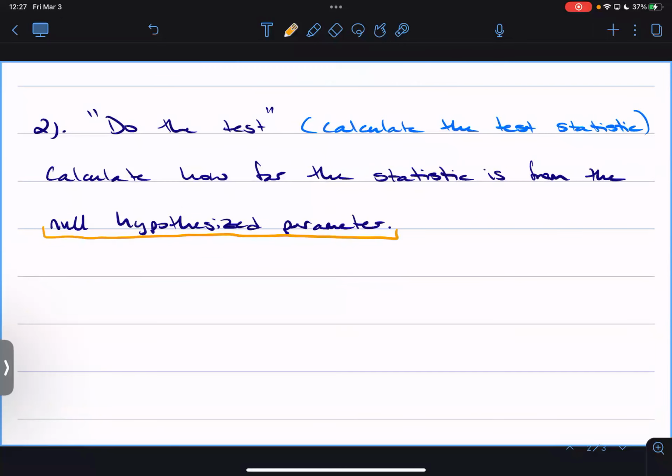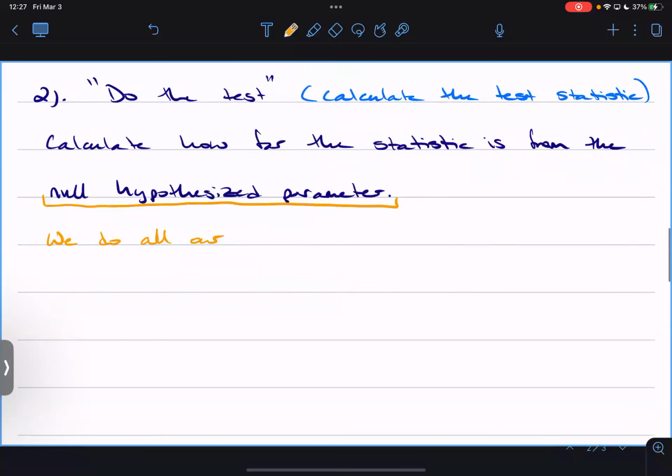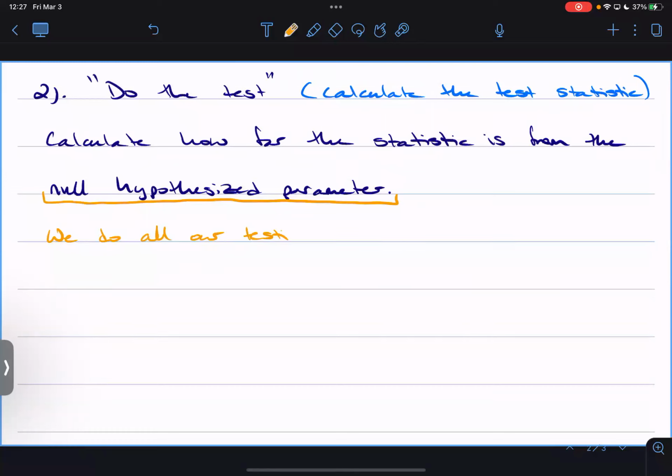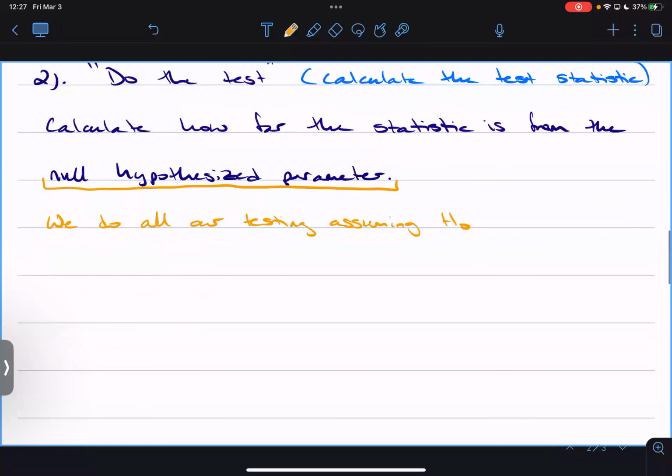But the reason we use the null hypothesis is because we do all our testing assuming H0 is true, right? And remember, H0 in this case is that P is equal to P0, where P0 is a number.